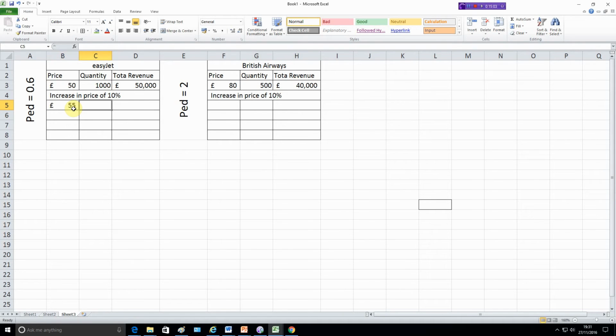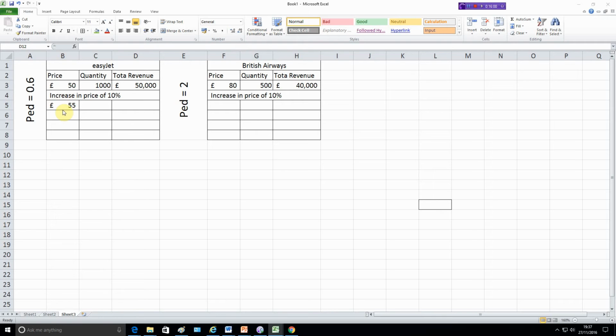Now the quantity, is it going to increase or is it going to fall? If it increased to £55, in theory, it would fall. It will fall, isn't it? By 10%? Not by 10%. It will fall because your PED is 0.6. Okay. Now let's do this.